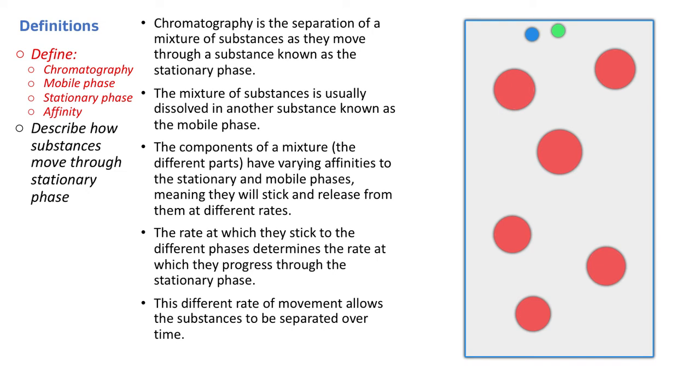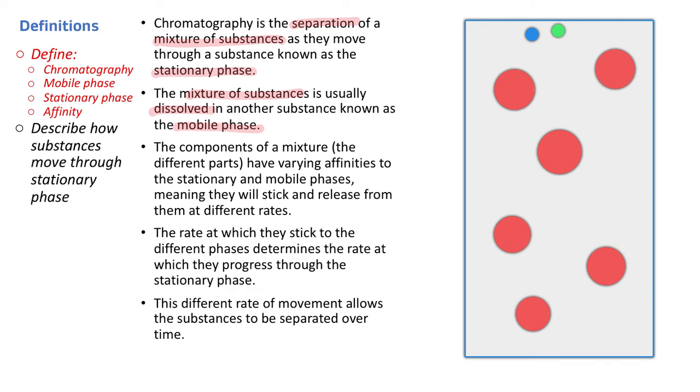Chromatography is the separation of mixtures. We're separating mixtures of stuff as they move through a substance known as the stationary phase. The mixture of substances is usually dissolved in another substance known as the mobile phase. A stationary phase is something that doesn't move. In this case, we're using these little red balls to identify the stationary phase. This could be a piece of paper, or a special tube filled with stuff, but the ultimate idea is that that stuff doesn't move.